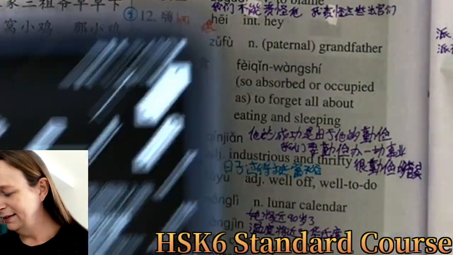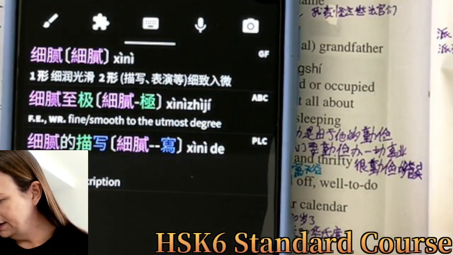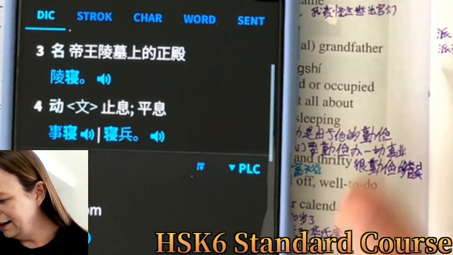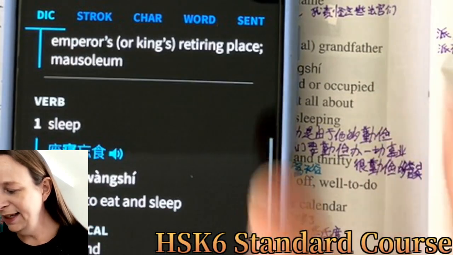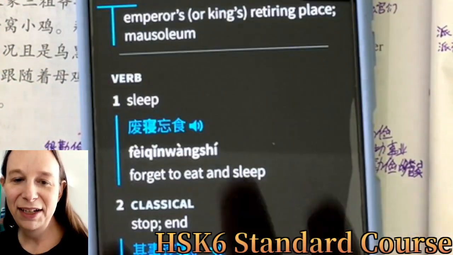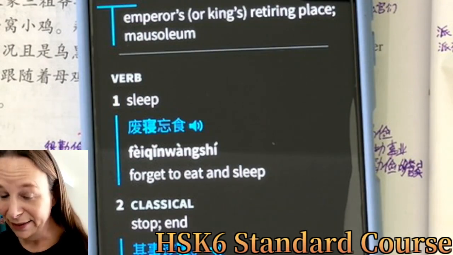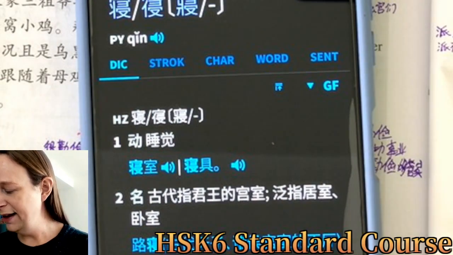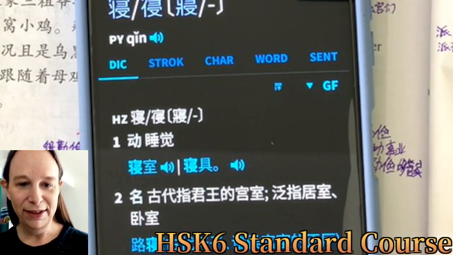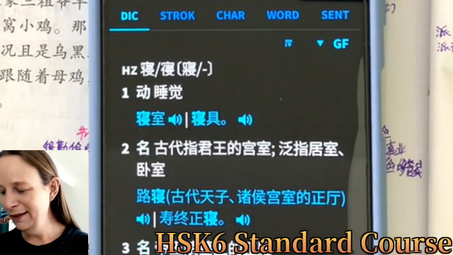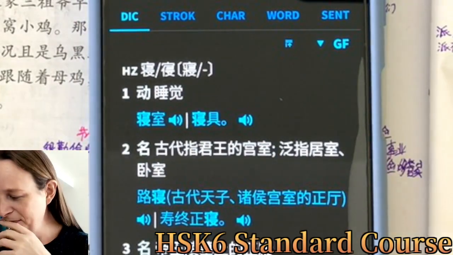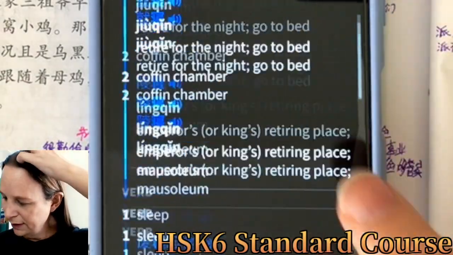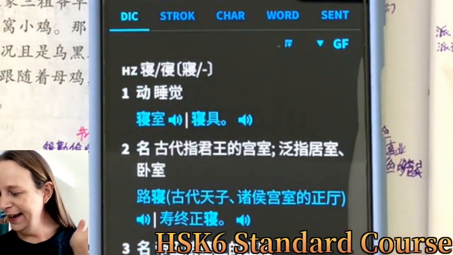Sleeping. Okay. 废寝忘食. So let's look at it character by character. 寝, it is lodging, right? Sleep. Okay, so you abolish sleep. 睡觉的意思对吗? 睡觉. Okay. I don't think we use this. We use 寝室 bedroom and 睡觉 to actually sleep. I feel like this is kind of archaic.